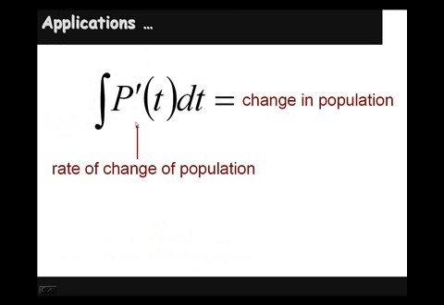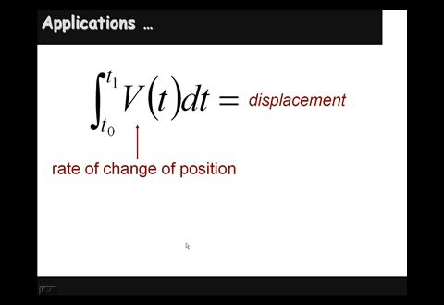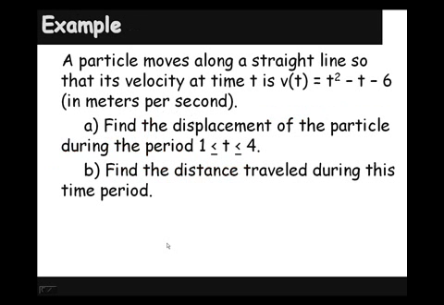So if we have a rate of change in population, we can get a change in population if we integrate that rate of change. If we have a rate of change in position, we can get displacement. A particle moves along a straight line, so its velocity at time t is given by the function. Find the displacement during the period from 1 to 4 inclusive, and find the total distance traveled during this period.